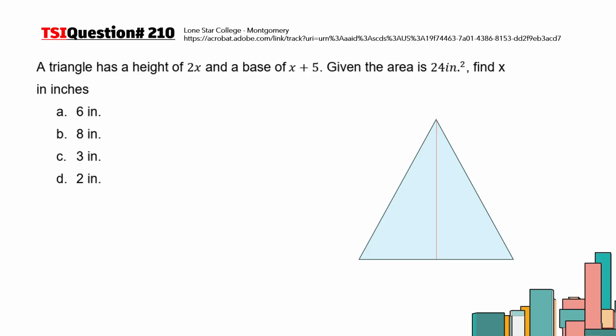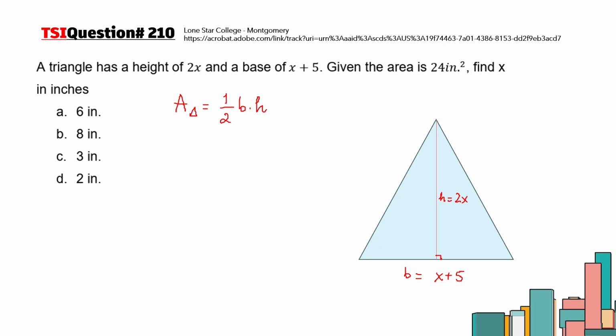A triangle has a height of 2x and a base of x plus 5. Given the area is 24 square inches, what is 5x in inches? So right here we have a triangle, and the base b is equal to x plus 5, and the height is equal to 2x. So we need to know the area of a triangle. The formula is 1/2 base times height.